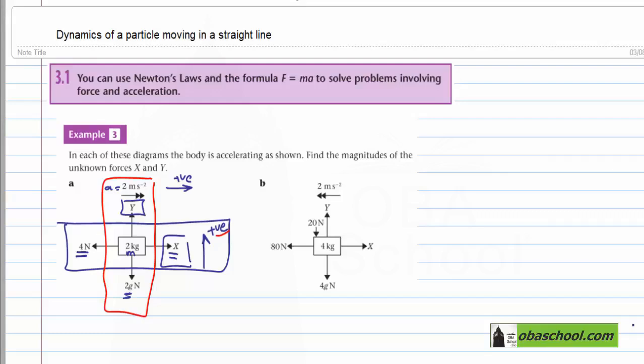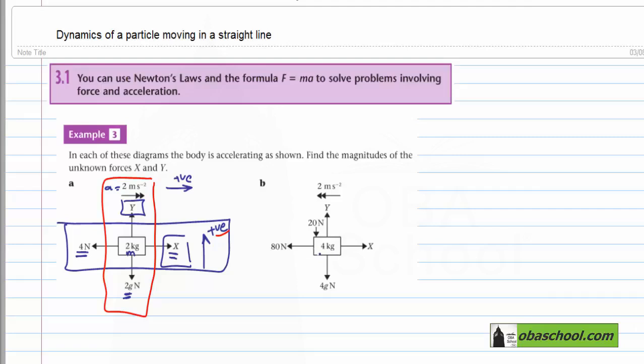Hello guys! So we continue solving example number 3 involving particles and objects with externally applied forces and acceleration, which is solved based on Newton's laws of mechanics. Let's examine diagram B, where we are also supposed to find the unknown force X and the unknown force Y.